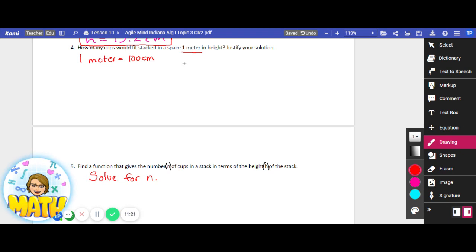So we're still going to use our function of h equals 8 plus 6 tenths n. But this time we know h. H is 100 centimeters. So we're going to replace h with the number 100 and then copy everything else down. And now we're trying to find the value of n. So we're going to go back to what we did in the first unit of math class of algebra, where we learned how to solve equations.